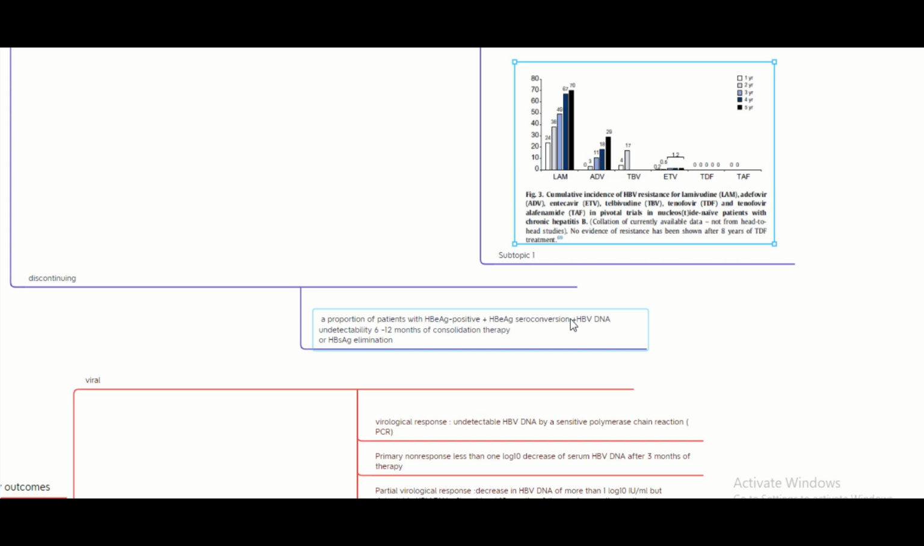And if the patient has HBs antigen elimination, only these patients can stop our treatment. Some doctors don't recommend stopping treatment, and some patients might continue their treatment even if they have the criteria for discontinuation. But this becomes more of a subjective choice of the treating doctor.